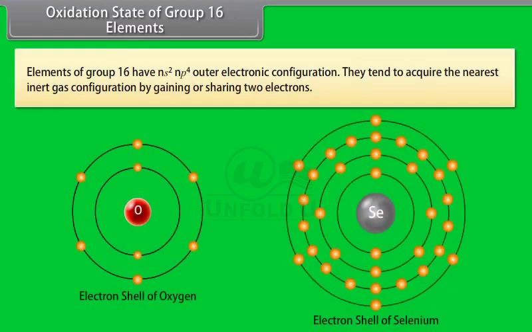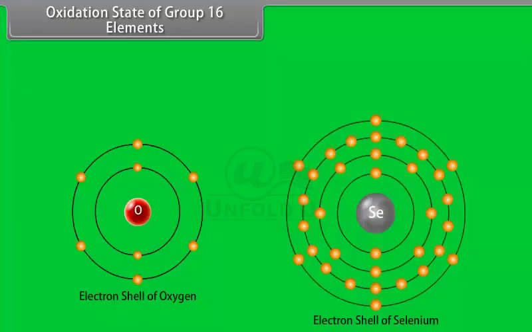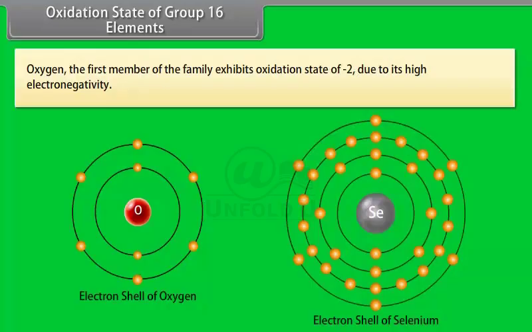Elements of group 16 have ns2np4 outer electronic configuration. They tend to acquire the nearest inert gas configuration by gaining or sharing 2 electrons. Oxygen, the first member of the family, exhibits oxidation state of -2 due to its high electronegativity.